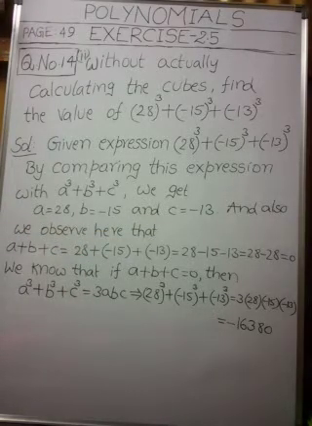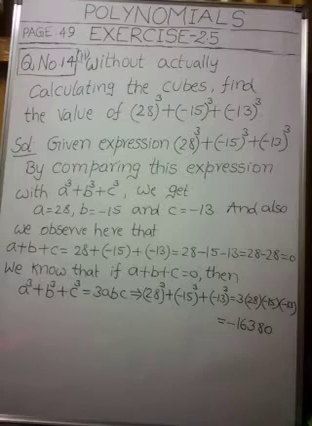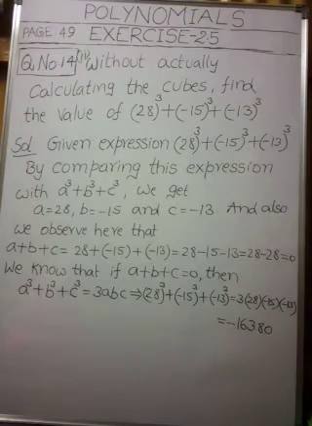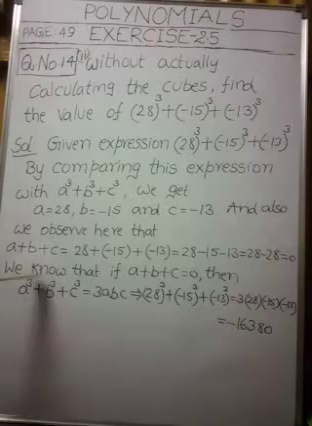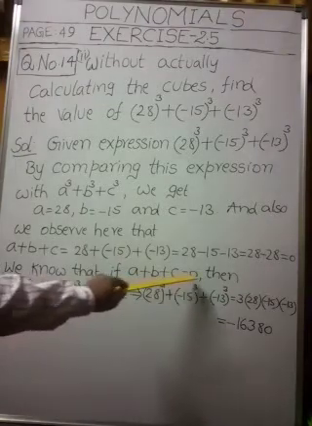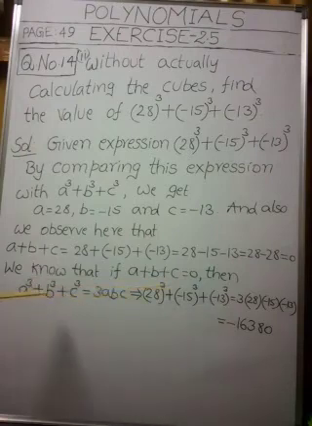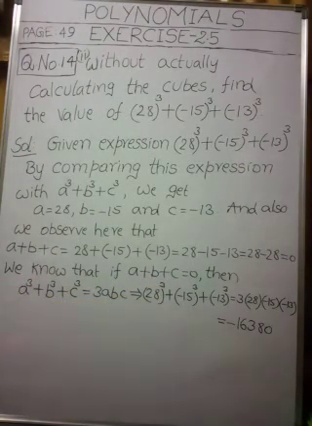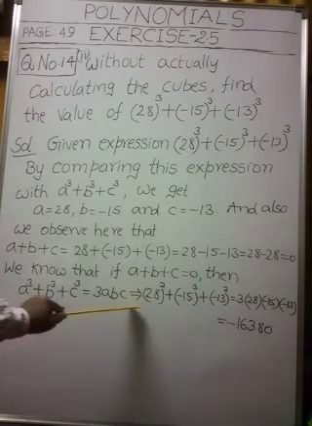So in the previous question, we got the result: if a plus b plus c is equal to 0, then a cube plus b cube plus c cube is equal to 3abc. Okay, my dear children. So we know that if a plus b plus c is equal to 0, then a cube plus b cube plus c cube is equal to 3abc. We have proved it. Okay, my dear children. Right.